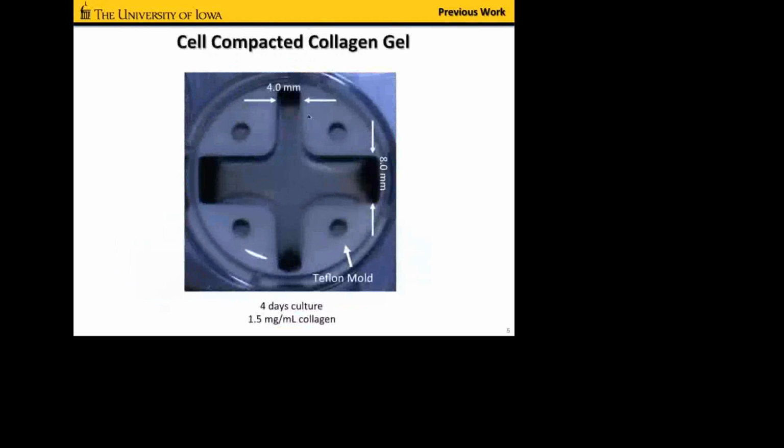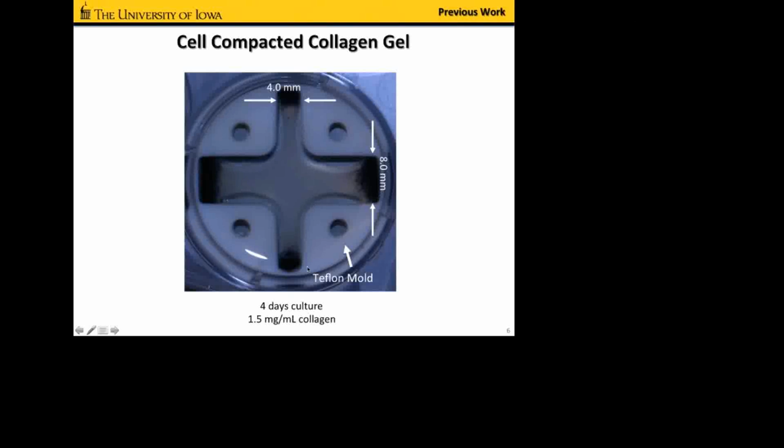So our test samples, these cell-compacted collagen gels, are a nice system for us to use because they're relatively simple compared to soft tissues, and they contain some of the essential features that are involved in these multiscale mechanical interactions. What you can see here is a cross-shaped Teflon mold that we refer to as a cruciform. We put a solution of homogeneously dispersed fibroblasts and collagen into the space here.